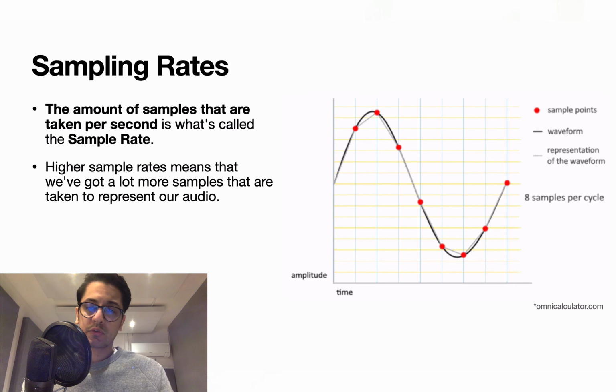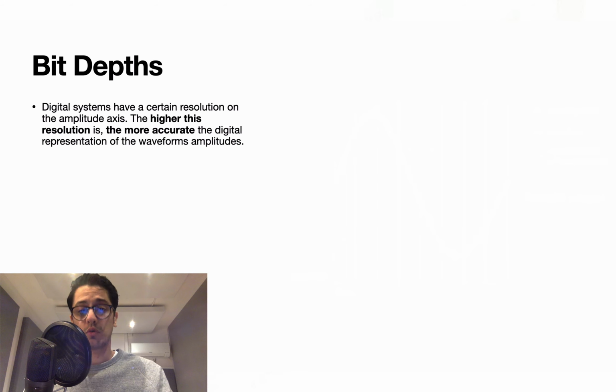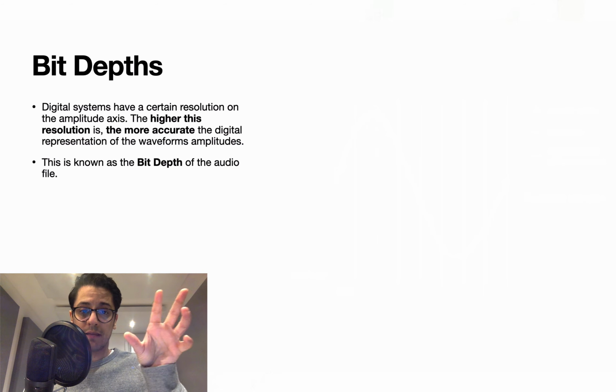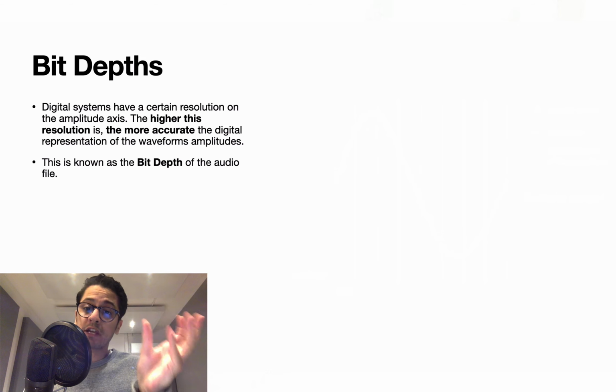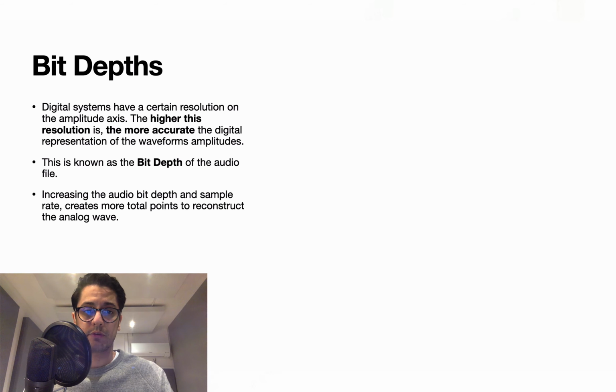Well, digital systems have a certain resolution on the amplitude axis, where the higher the resolution is, the more accurate our digital representation of the waveform's amplitude becomes. This is something known as the bit depth of your digital audio file. Now, increasing the audio's bit depth and sample rate, in fact, creates more total points to reconstruct the analog waveform. The higher the bit depth, the more dynamic range can be captured in our audio files.